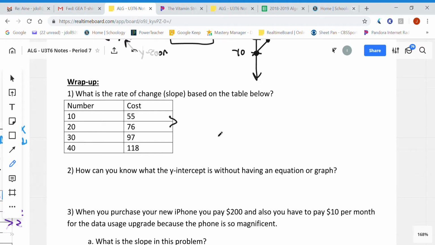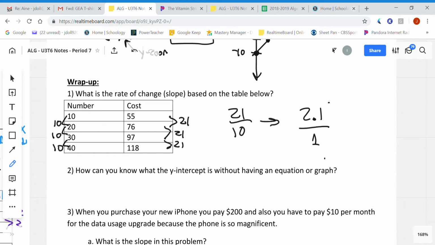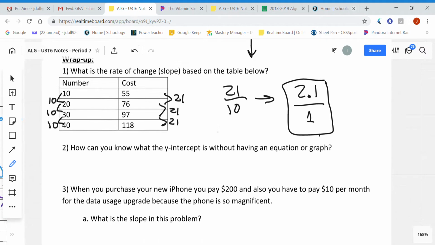So what is the rate of change based on this table here? Well, we can see 55 to 76 is 21. This is 21. This is 21. And then I'm increasing on my x-intercept 10. So I have a rate of change of 21 over 10. But remember, rate of change is singular. So we want to represent that as 2.1 over 1 would be my rate of change there.